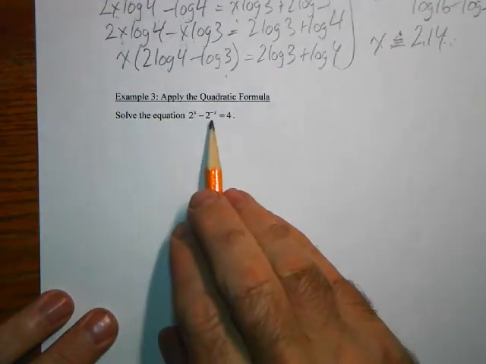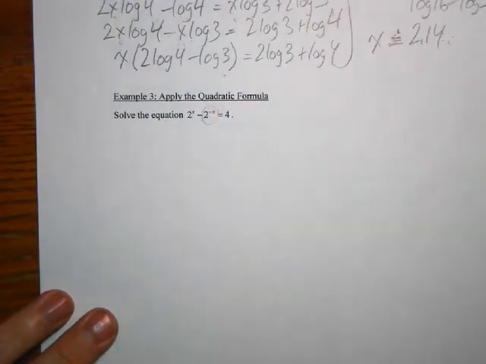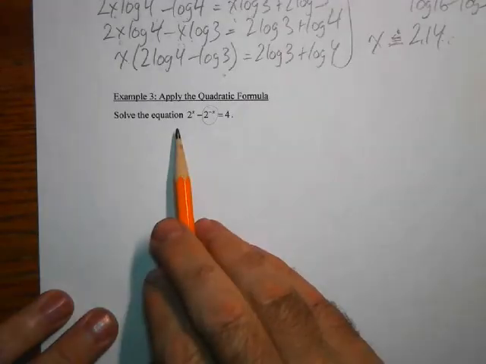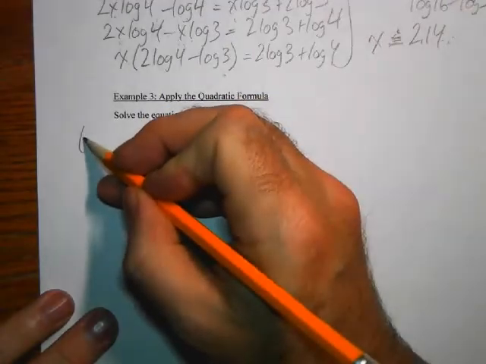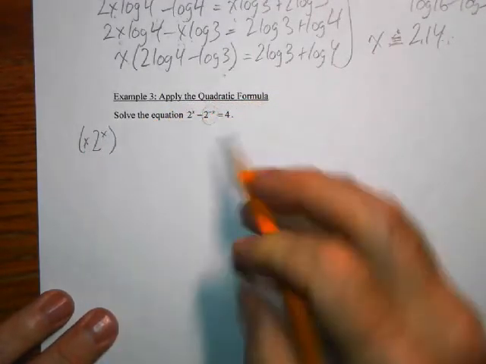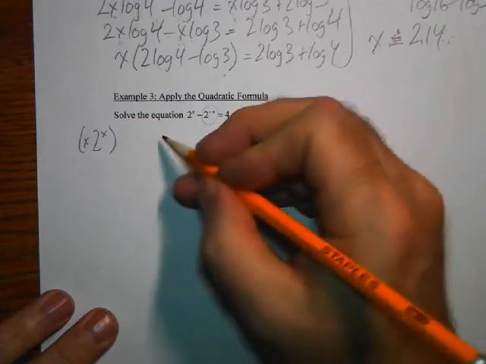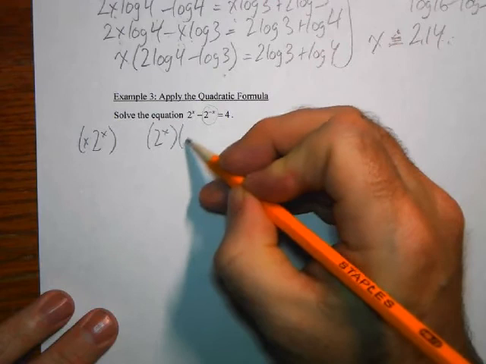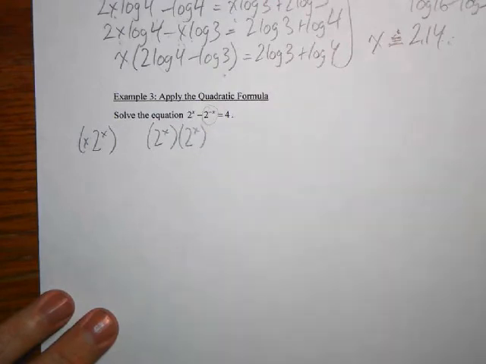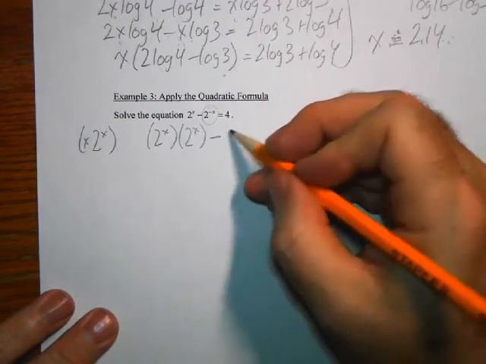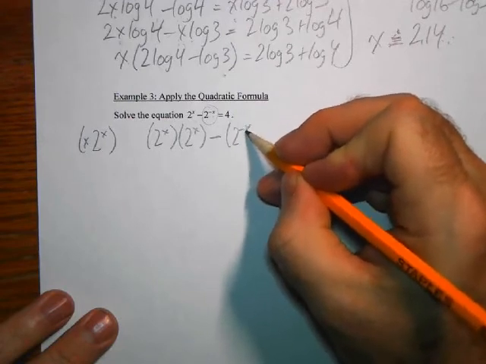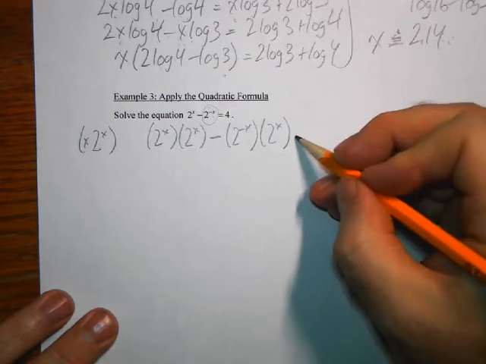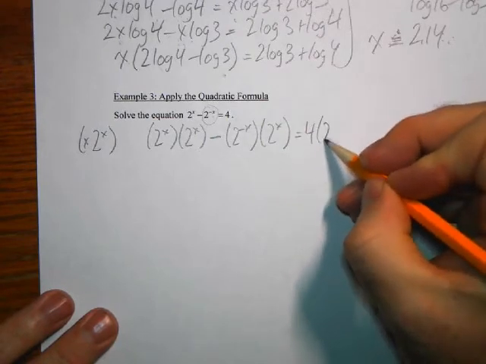So what I'm actually going to do, I don't really want to work with that negative x as an exponent. So I'm going to multiply both sides by 2 to the x. So every term gets multiplied by 2 to the x. I'll put these in brackets just so it's a little clearer what's going on. 2 to the x times 2 to the x, minus 2 to the negative x times 2 to the x, equals 4 times 2 to the x.